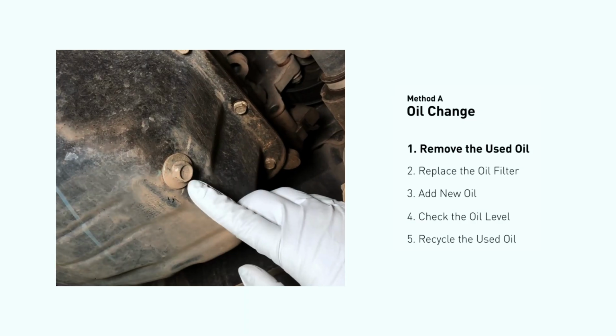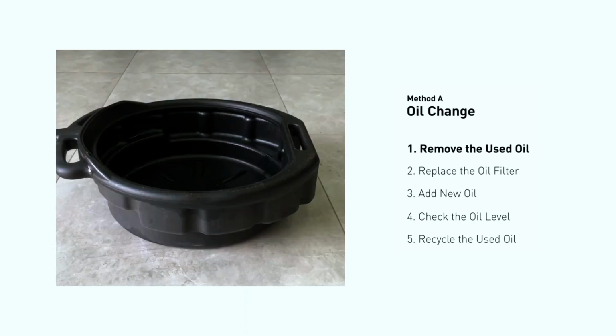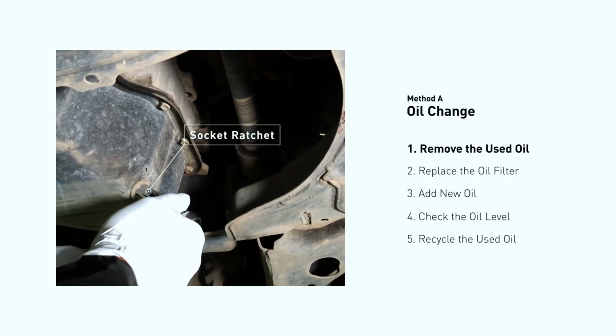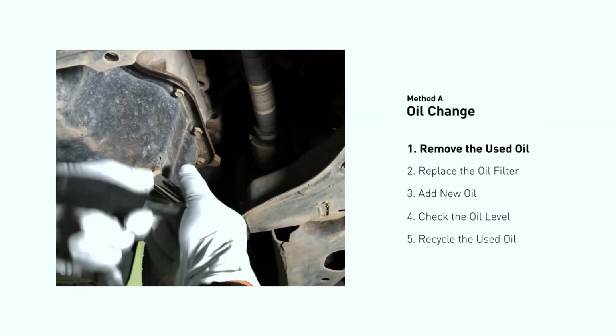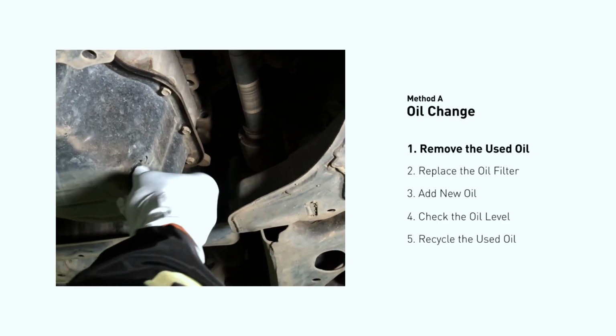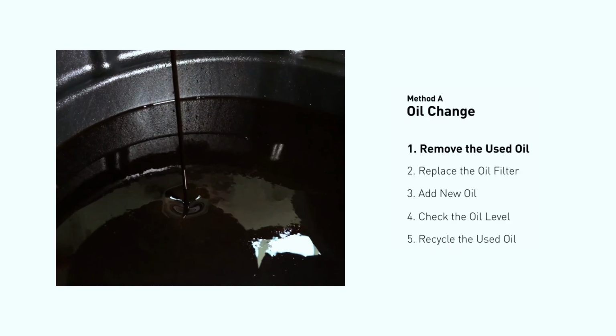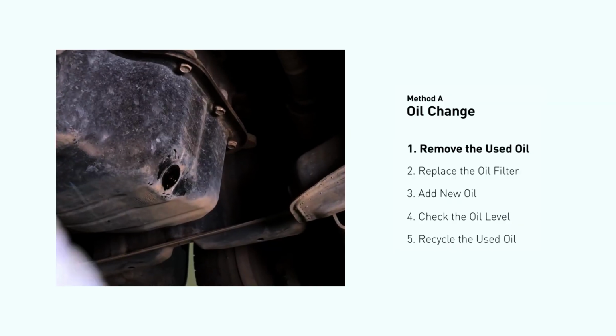Method A, oil change. Locate the oil drain plug on your vehicle and place an oil collection pan underneath it. Use a socket ratchet to remove the plug from the oil pan on your vehicle. Once the plug is removed, the oil should start flowing out into your collection pan. Once all the oil is drained, replace the drain plug and tighten it back on.